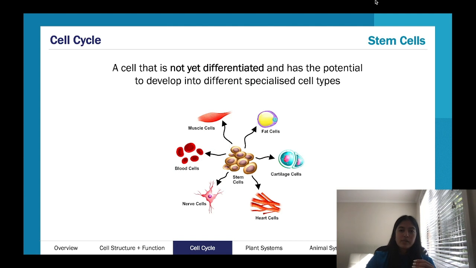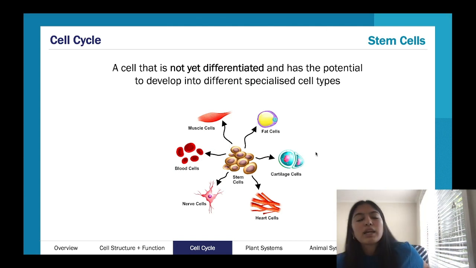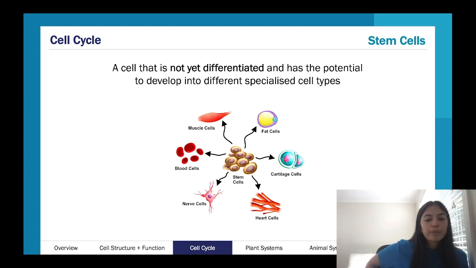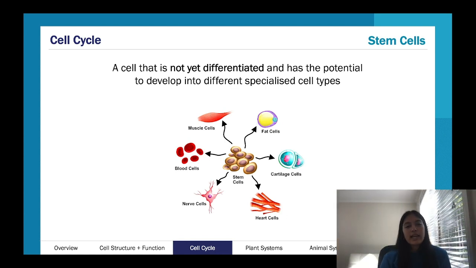Okay, so we're on our last bit of cell stuff now. Looking at stem cells, again, you may be familiar with this, but stem cells are basically cells that are a blank canvas. They haven't differentiated into a specialized cell yet.